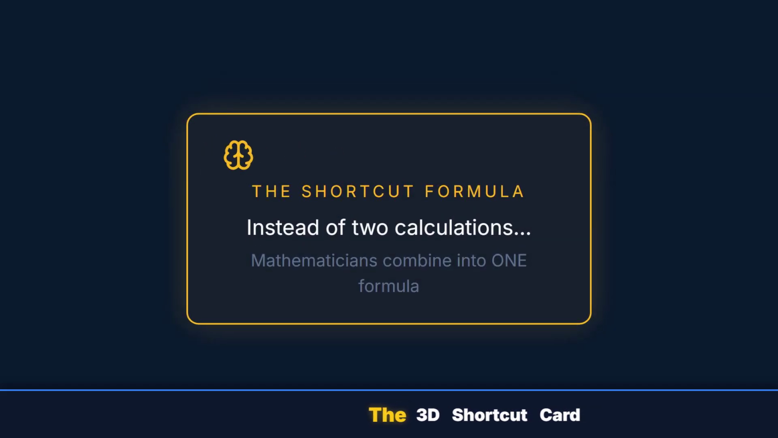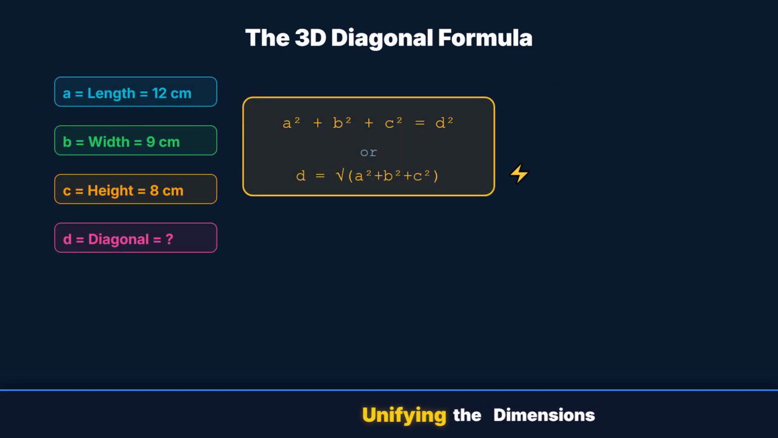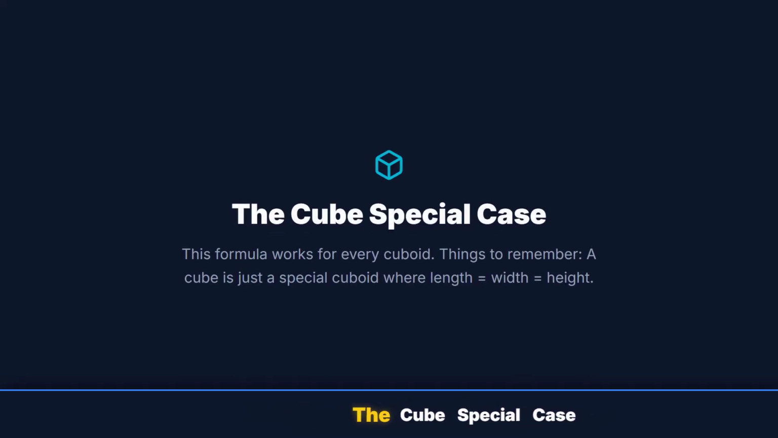The shortcut formula. Instead of doing two calculations every time, mathematicians combine them into one formula. If length equals A, width equals B, height equals C, diagonal equals D, then A squared plus B squared plus C squared equals D squared, or D equals the square root of A squared plus B squared plus C squared. This formula works for every cuboid.